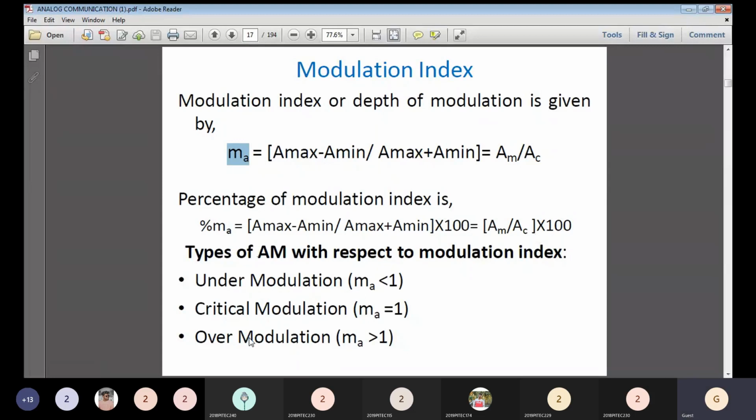So the modulation index plays an important role. The first one is under modulation: if the modulation index value is less than 1, it is called under modulation. If the modulation index is equal to 1, that is critical modulation. If the modulation index is greater than 1, that is called over modulation. What does it represent? Modulation index less than 1 means the amplitude of the message signal is less than the amplitude of the carrier signal. Equal to 1 means the amplitude of the message signal is equal to the amplitude of the carrier signal. Over modulation means the amplitude of the message signal is greater than the amplitude of the carrier signal. That is the meaning of the modulation index value.